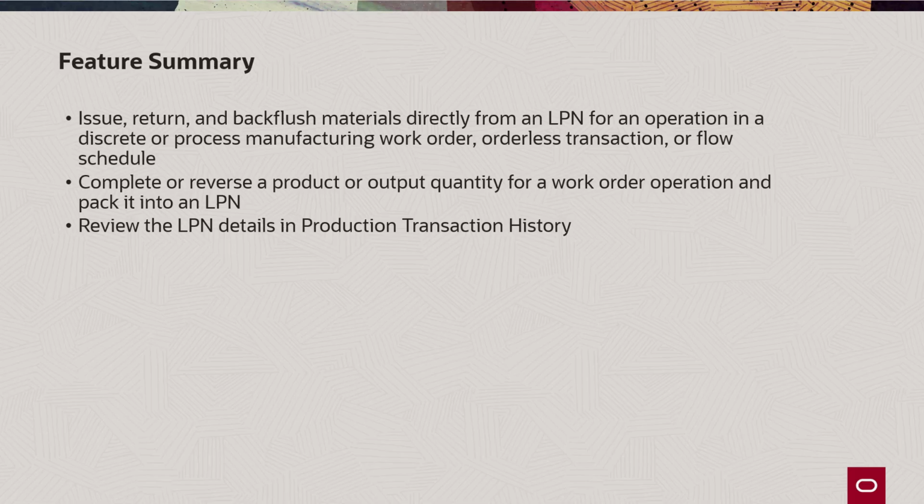To summarize, with this feature, you can issue, return, and backflush materials directly from an LPN for an operation in a discrete or process manufacturing work order, orderless transaction, or flow schedule. You can also complete or reverse a product or output quantity for a work order operation and pack it into an LPN. And lastly, you can review the LPN details of material and product-related transactions in production transaction history.